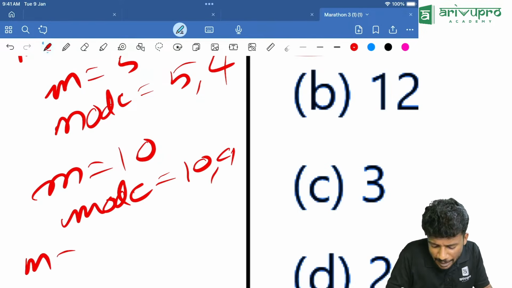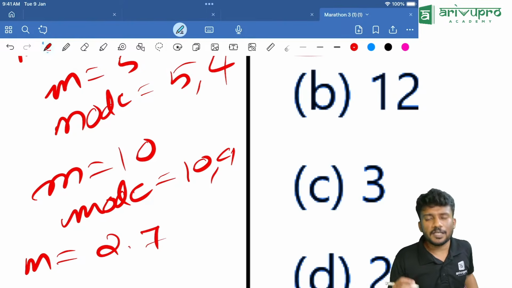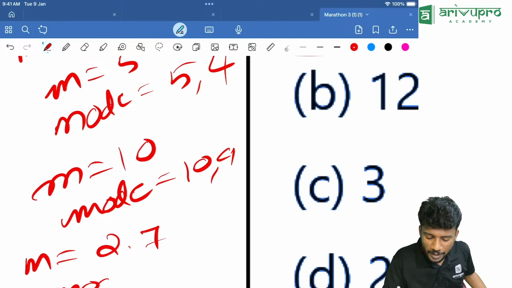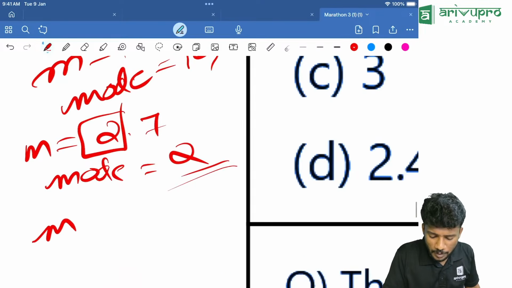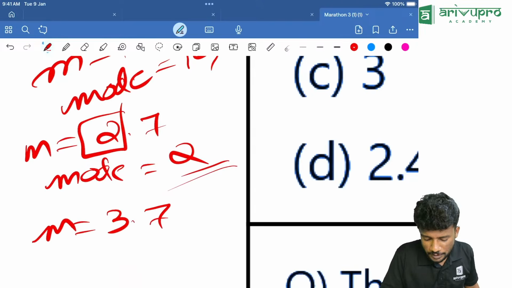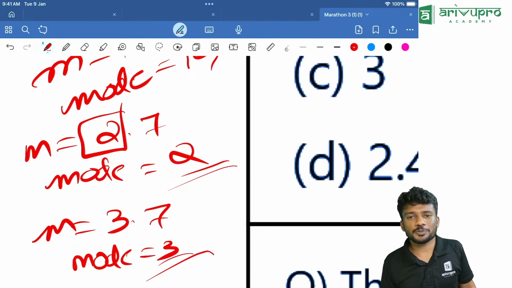Now what if the m value, or the mean value or the variance value, is equal to 2.7? Then what is the mode? You will write only the integer part. What is it? 2. Okay. What if m value is 3.7? What is the mode? Mode is nothing but the integer part. Yes, I think you understood. Clear? Yes.